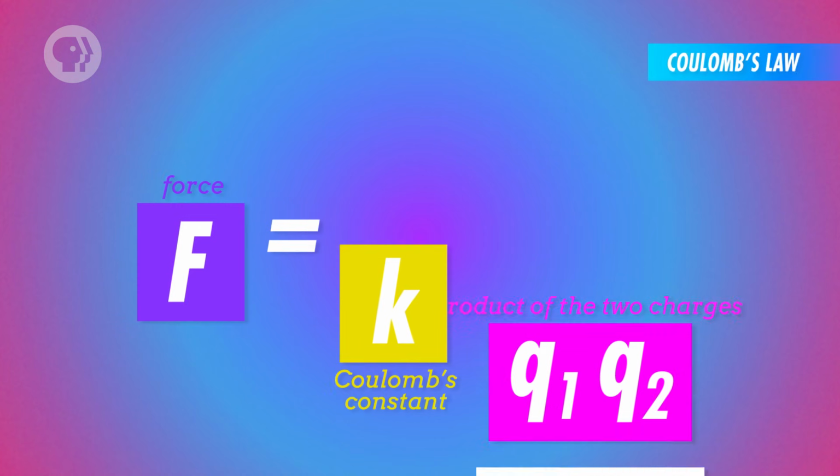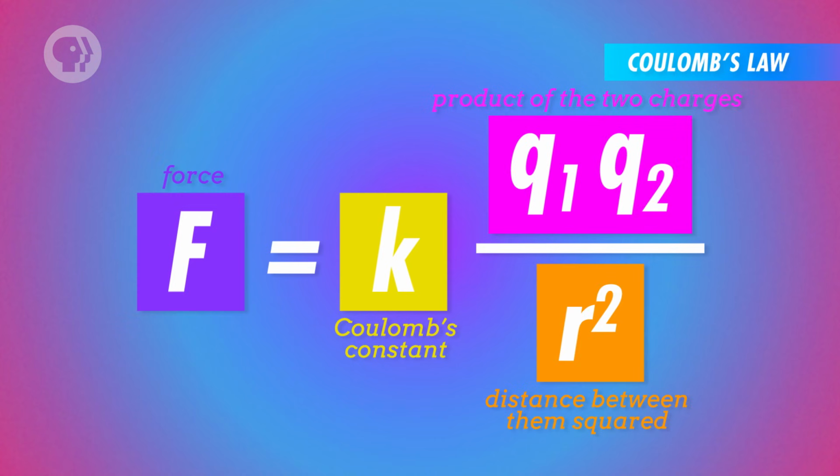Last time we talked about how charged particles exert electrostatic forces on one another. We calculated these forces using the charge of each particle, which can be either positive or negative, and the distance between them. And we did it with the help of Coulomb's law, the equation that tells us the force generated by two charged particles on one another.